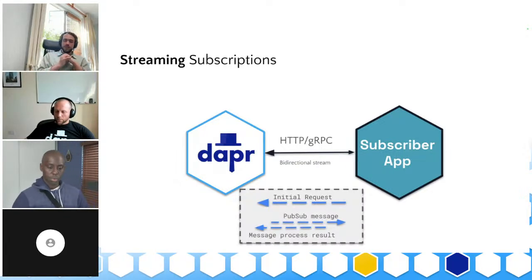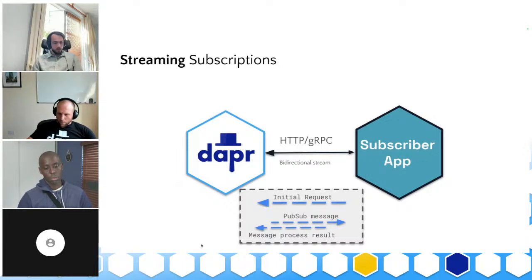So in 1.14, we have created a new API, a new subscription type that we're calling streaming subscriptions. I don't want to get too technical, but the other two types you can think of as push, and this new method is going to be a pull-based subscription method. Under the hood, it's only implemented in gRPC today. HTTP will come in the future, but we just have gRPC implemented.